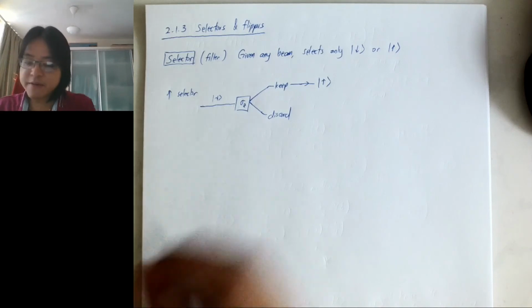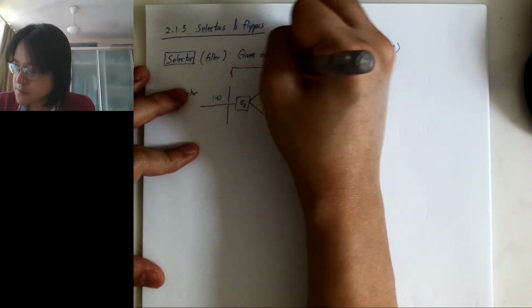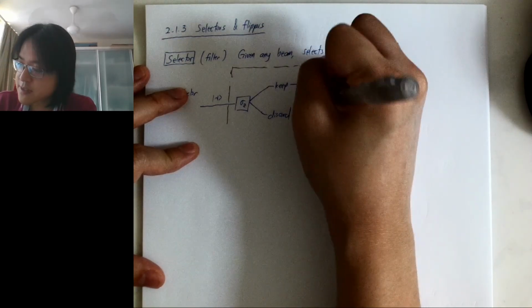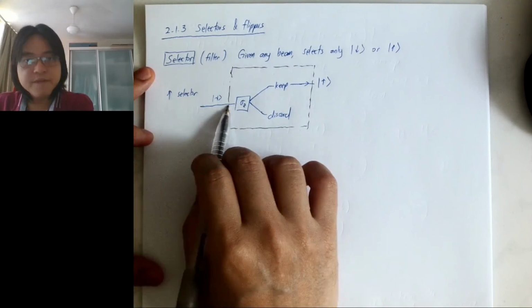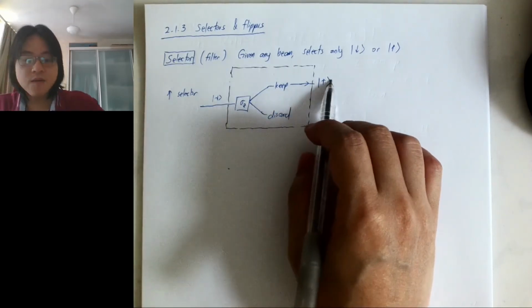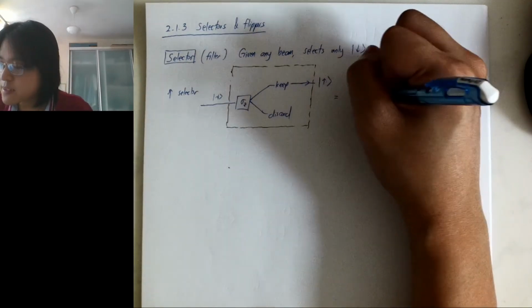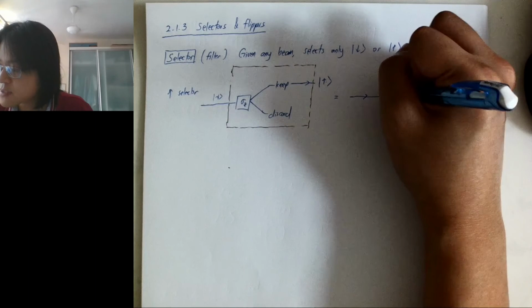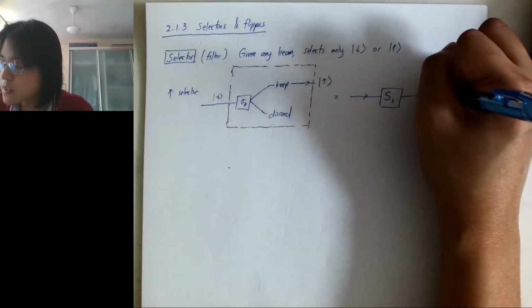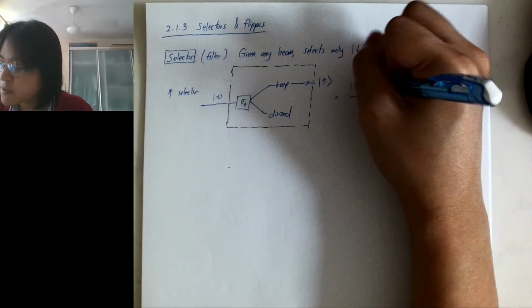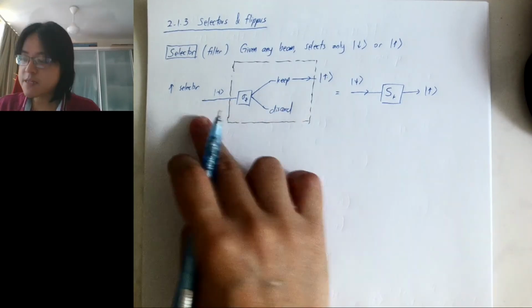This is some device that takes any input state, and it guarantees that this output comes out. This is my selector, and I'll call this symbol S plus, because it keeps the positive outcome. For any arbitrary state, this will come out. So this is my up selector.